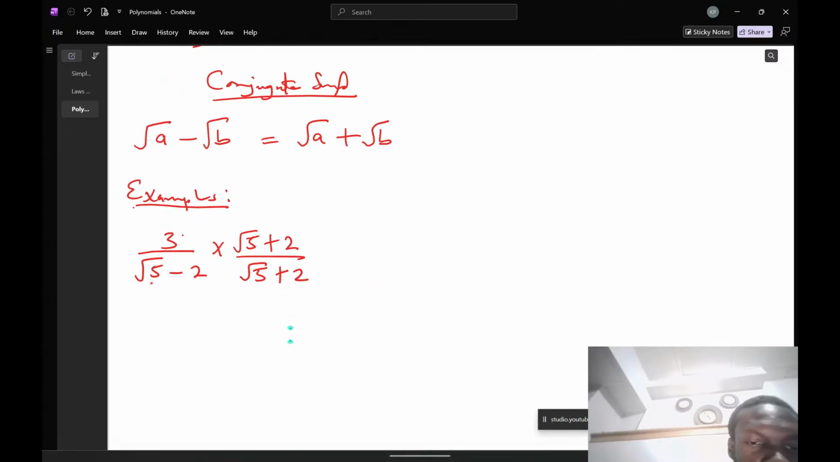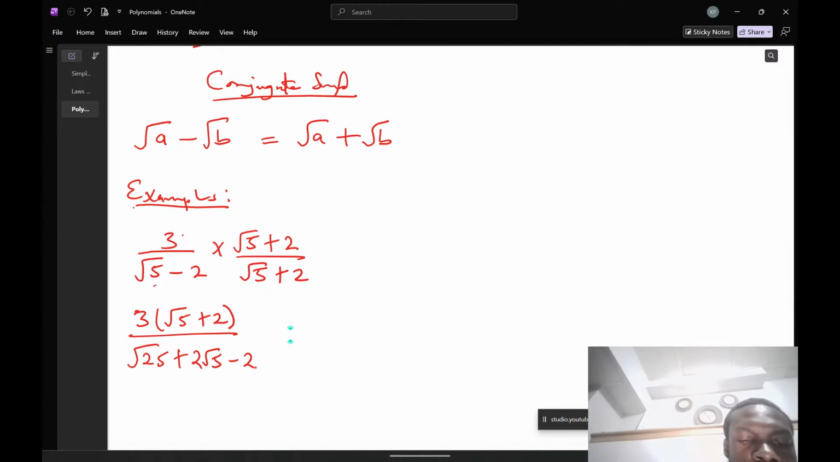So let's multiply through. So now we have 3 into root 5 plus 2. Okay, so now let's multiply by this side now. Root 5 times root 5 is root 25. Okay, root 5 times plus 2 is plus 2 root 5. Minus 2 times root 5 is minus 2 root 5. Minus 2 times plus 2 is minus 4.